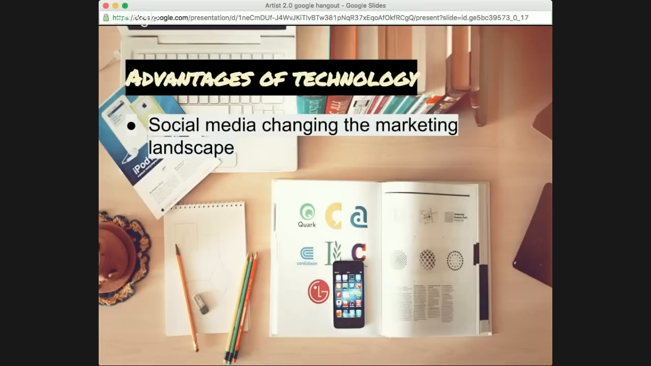Now, let's talk about the advantages of technology, what it did for me, and how it can benefit you as an artist. We've got to understand that social media is changing how marketing works. How we market to people is completely different today than it was 10 years ago, 5 years ago, even 2 years ago. Things are changing rapidly.